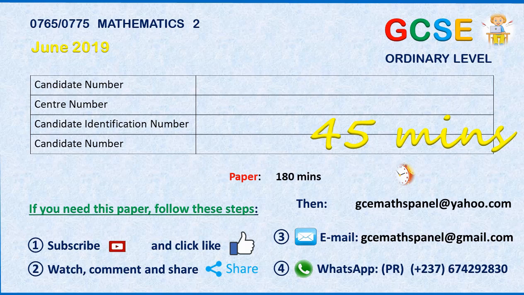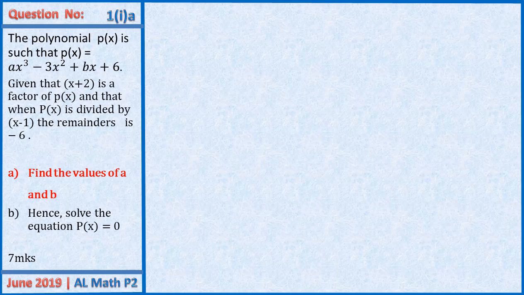Let us begin with the first question of this June 2019 Paper 2, 765/775 Mathematics Advanced Level. The polynomial p of x is such that p of x is equal to ax cubed minus 3x squared plus bx plus 6. Given that x plus 2 is a factor of p of x and that when p of x is divided by x minus 1, the remainder is minus 6, find the values of a and b.